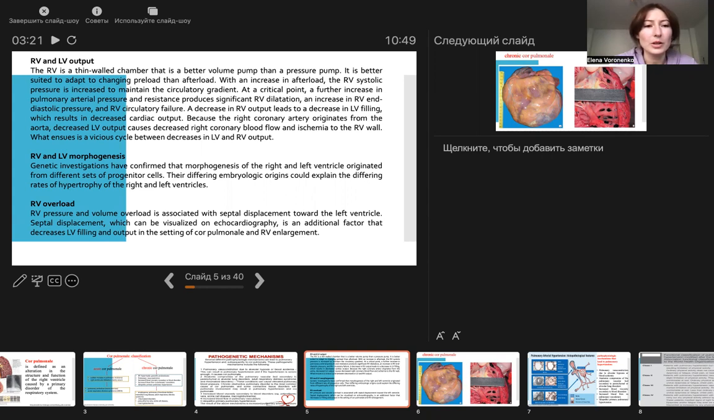Right ventricle pressure and volume overload is associated with septal displacement toward the left ventricle. Septal displacement, which can be visualized on echocardiography, is an additional factor that decreases left ventricle filling and output in the setting of cor pulmonale and right ventricle enlargement.